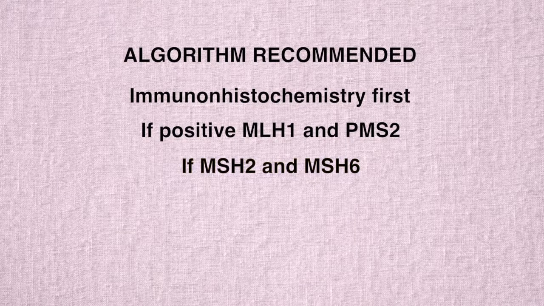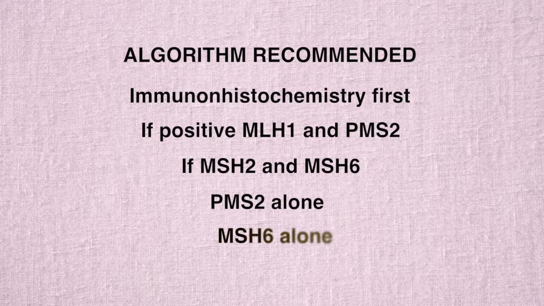Third possibility, you have an MSH2 and MSH6 abnormal case. Most probably it is a Lynch case with a very high positive predictive value. You follow with DNA sequencing in peripheral blood. Then you have PMS2 alone. Same thing. This case is most probably a Lynch case with a very high predictive value, and you follow with DNA sequencing. Fifth possibility, the patient has only MSH6 alone. This is probably a case of Lynch, and you also do the DNA sequencing.